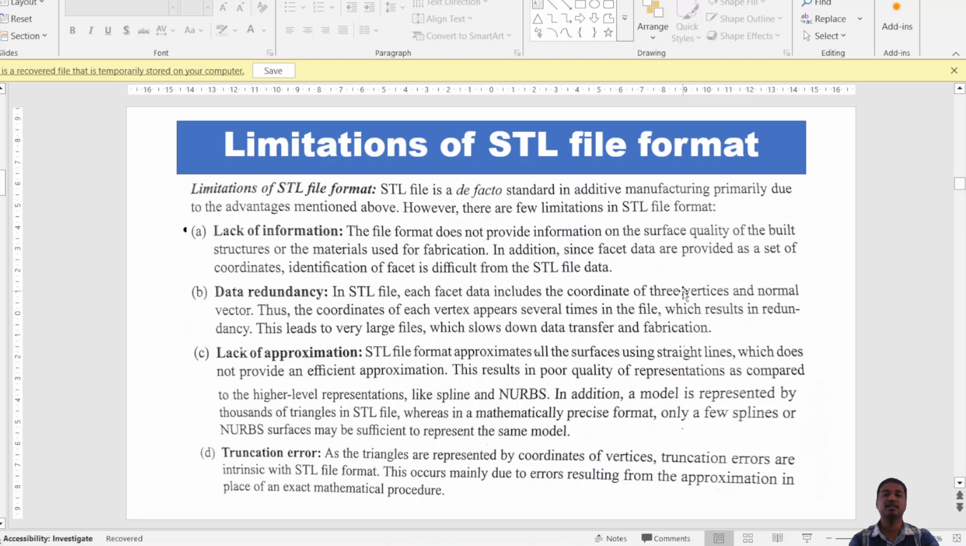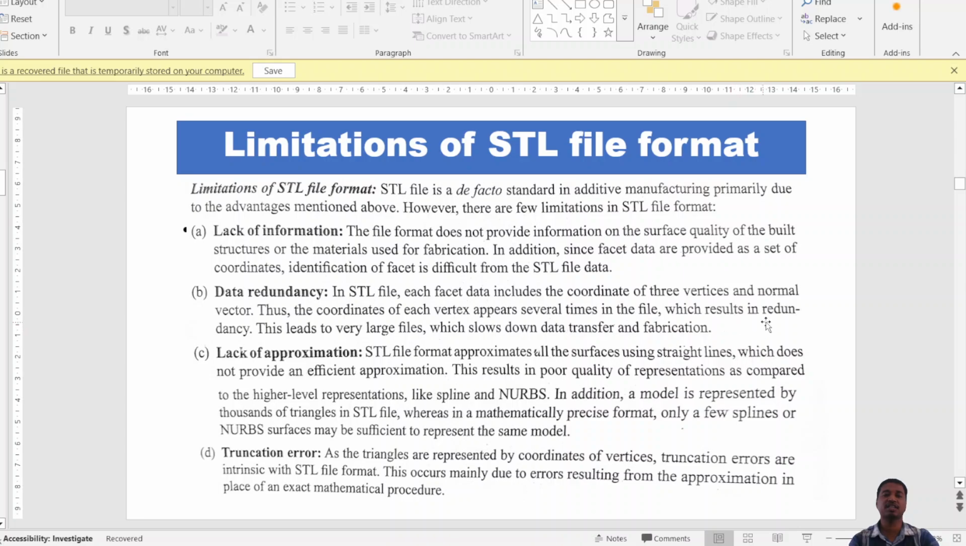Data redundancy. In an STL file, each facet data includes the coordinates of 3 vertices and the normal vector. Thus, the coordinates of each vertex appear several times in the file, which results in redundancy. This leads to very large files, which slows down data transfer and fabrication.